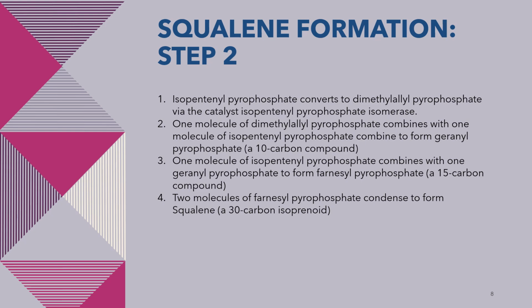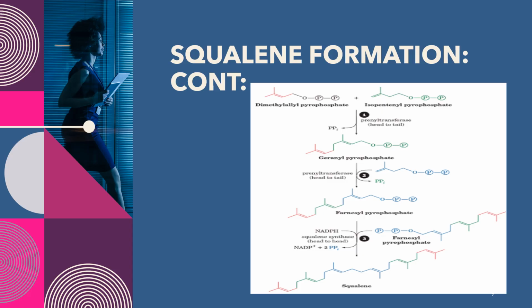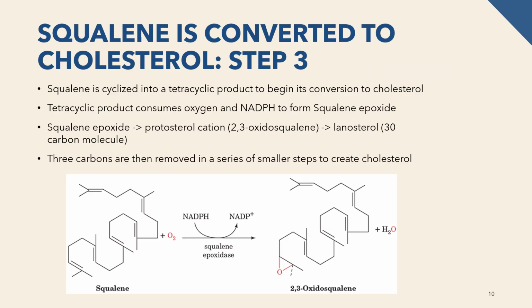And then one molecule of isopentenyl pyrophosphate, 5, combines with one geranyl pyrophosphate to form farnesyl pyrophosphate, a 15 carbon compound, so 5 plus 10. And then 2 molecules of farnesyl pyrophosphate condense to form squalene, so 15 plus 15. Squalene is therefore a 30 carbon isoprenoid. And we're almost there. This is a visualization from the textbook of that step in the process with our product squalene at the bottom. We're basically layering or adding carbons on top of each other.